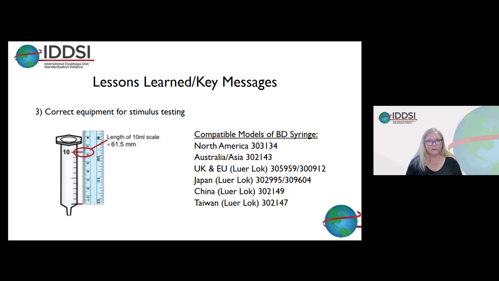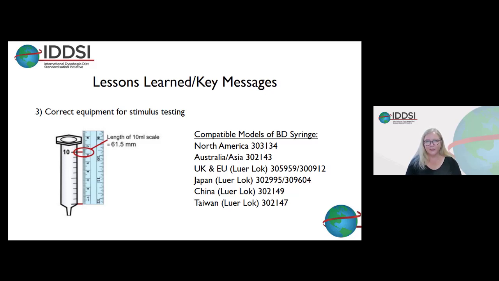Now, what does this mean for people who are doing research? This means that increasingly in your methods section, you should expect reviewers and editors like me to ask you to very clearly identify which syringes you used for testing the flow properties of liquids used in your research experiment.